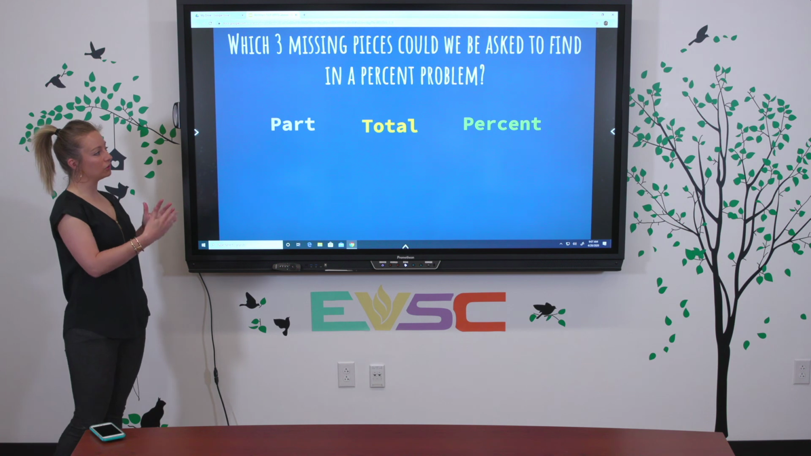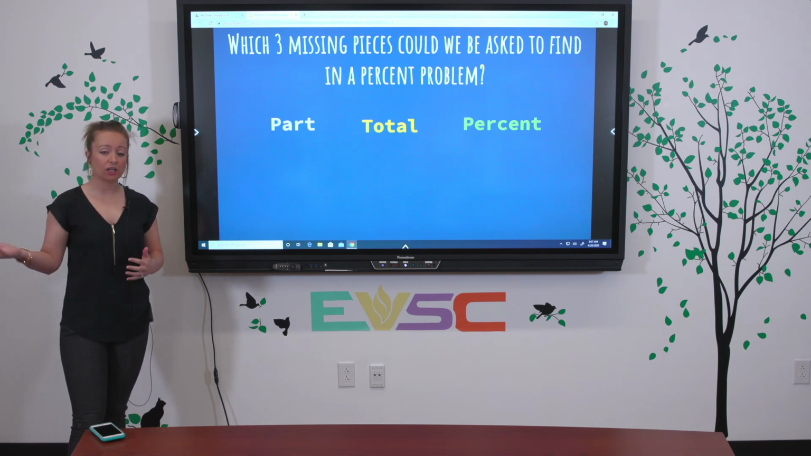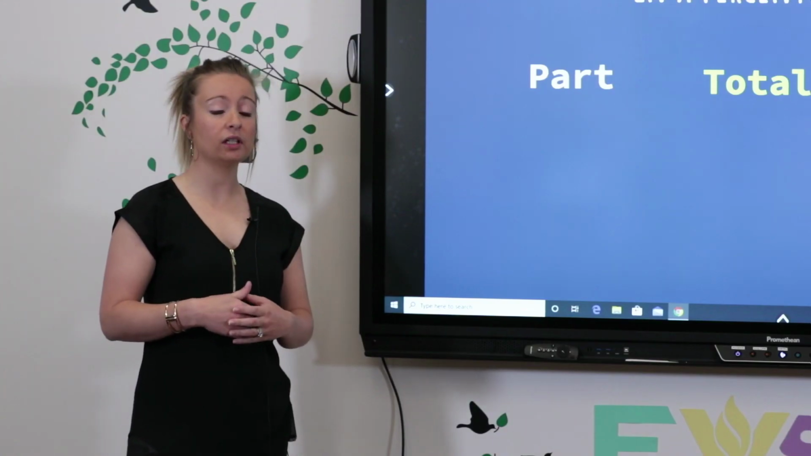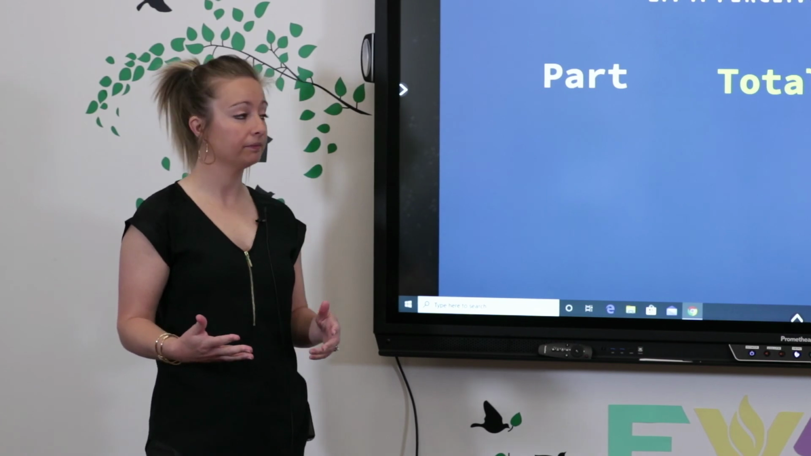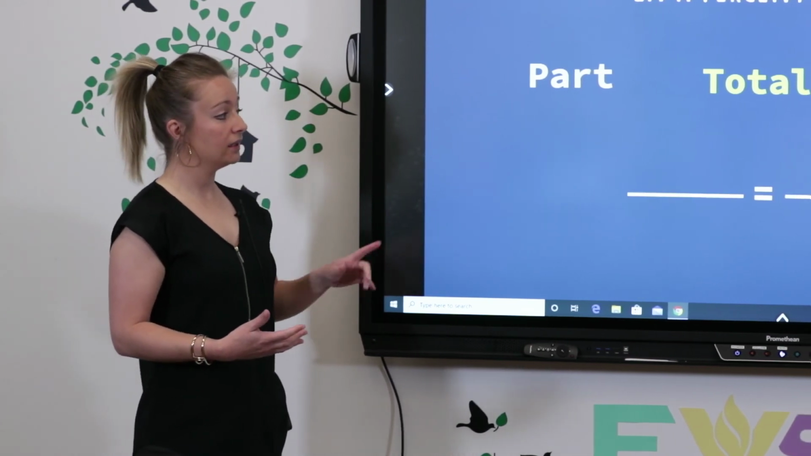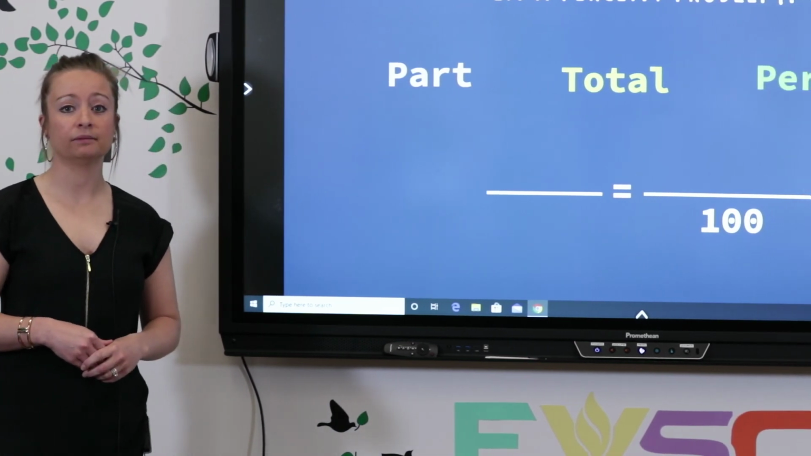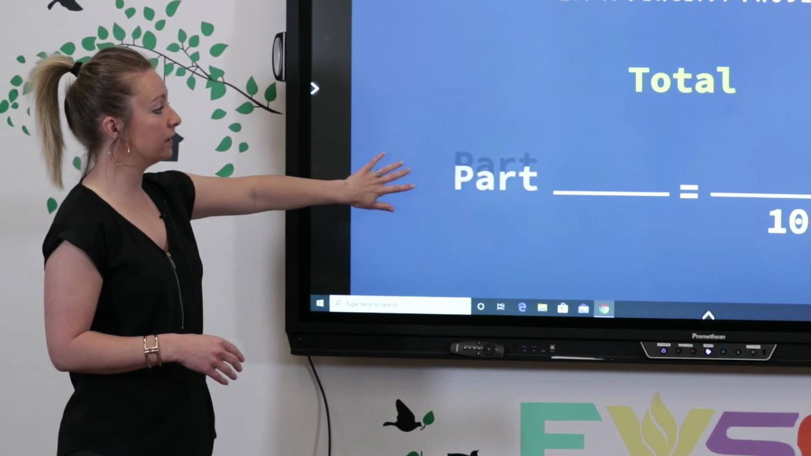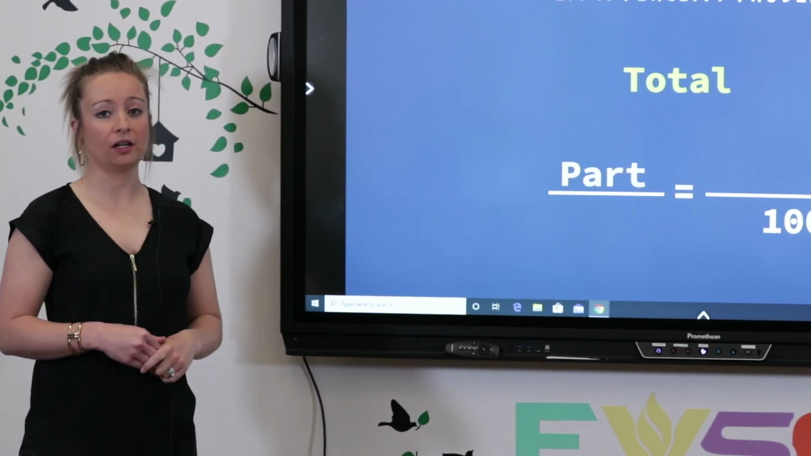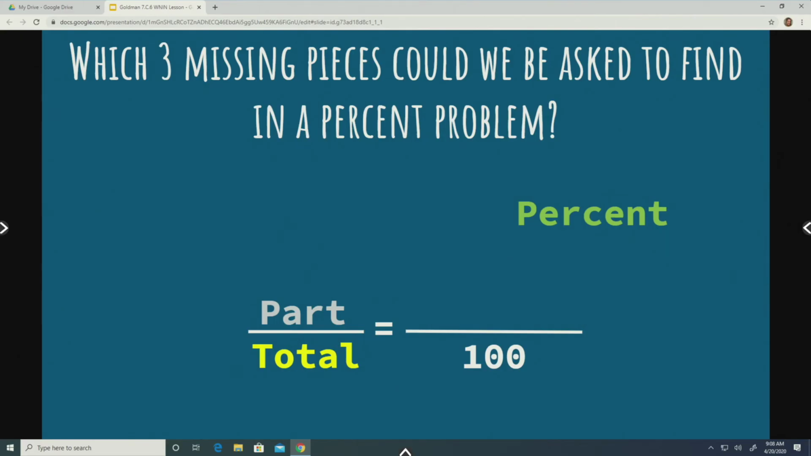Let's show the relationship between all three of these pieces by setting up a proportion. Remember, as he talked about with equivalent fractions, a proportion is just setting two fractions equal to one another to find a missing part. To set up our proportion, we're always going to have 100 on the right side. That's where our percent is going to go here in just a second. Our part is going to go in the numerator of our first fraction. Our total is going to be the denominator, and our percent is always going to be that number over 100.